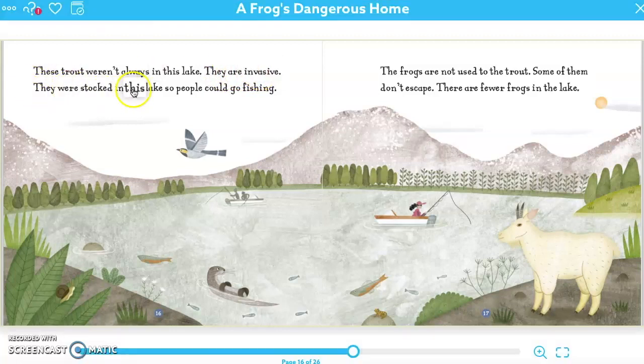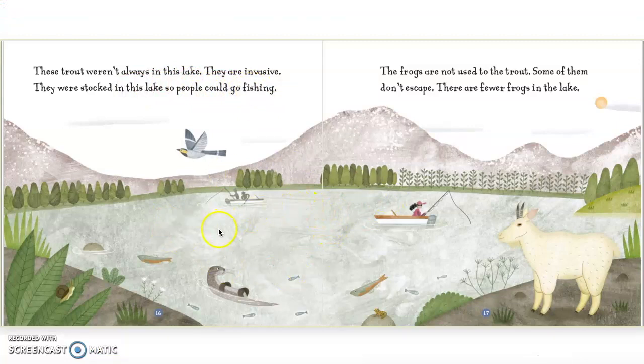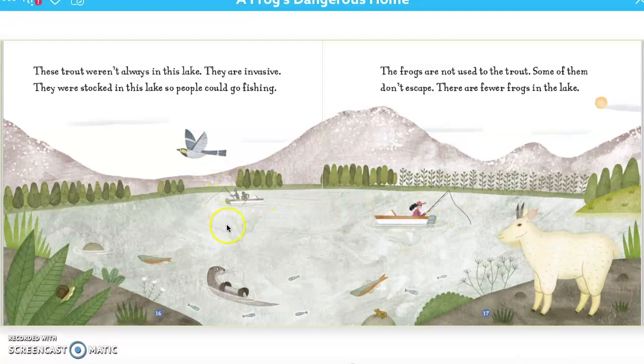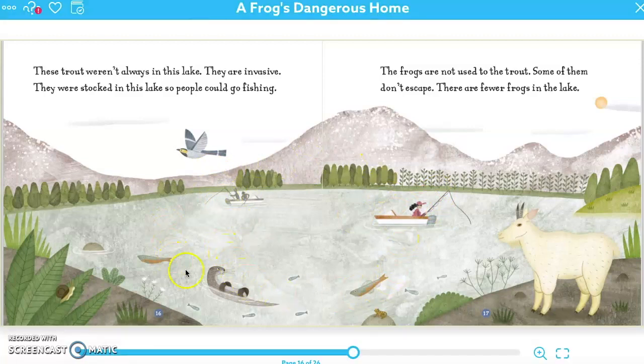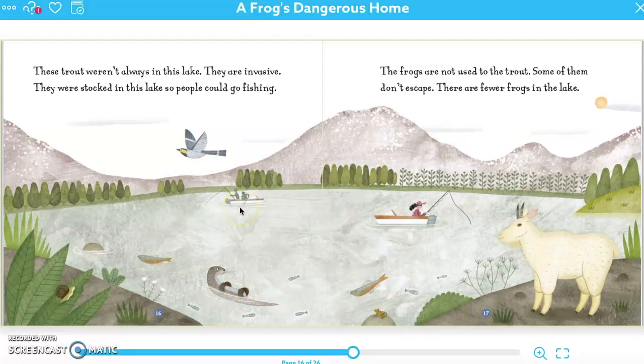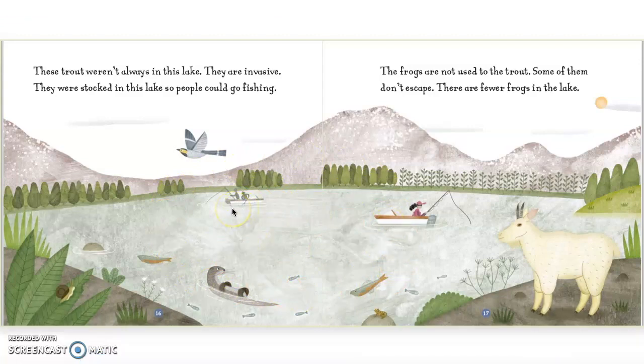They were stocked in this lake so people could go fishing. So they were put here in this lake. They're not really from this lake. Somebody put them in the lake so that people could go out there and fish on the lake and catch some trout. So they're invading the lake. They're taking over the lake. They're invasive species, invasive fish.